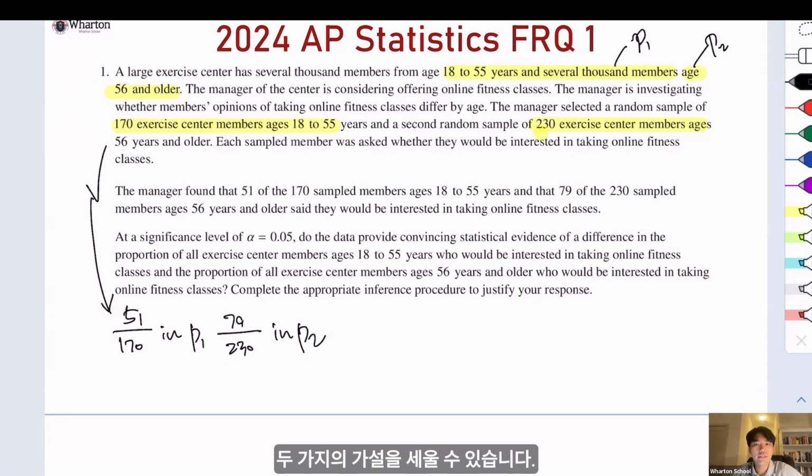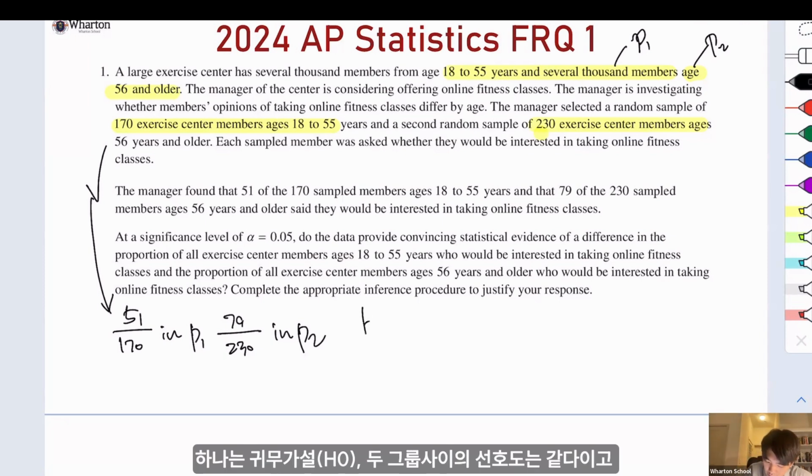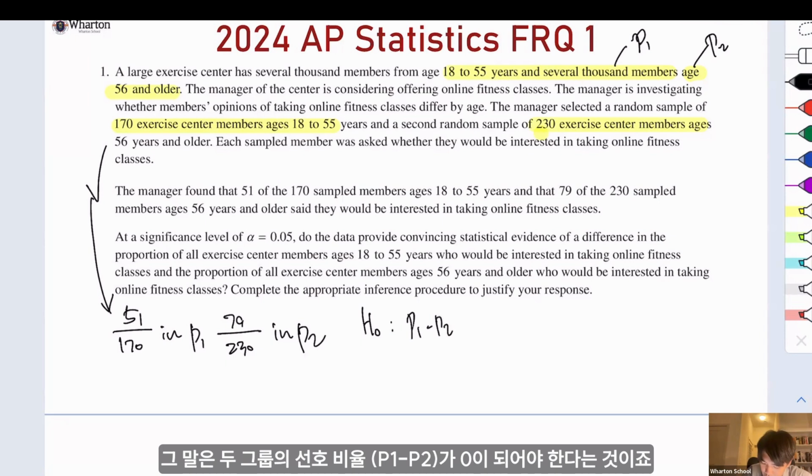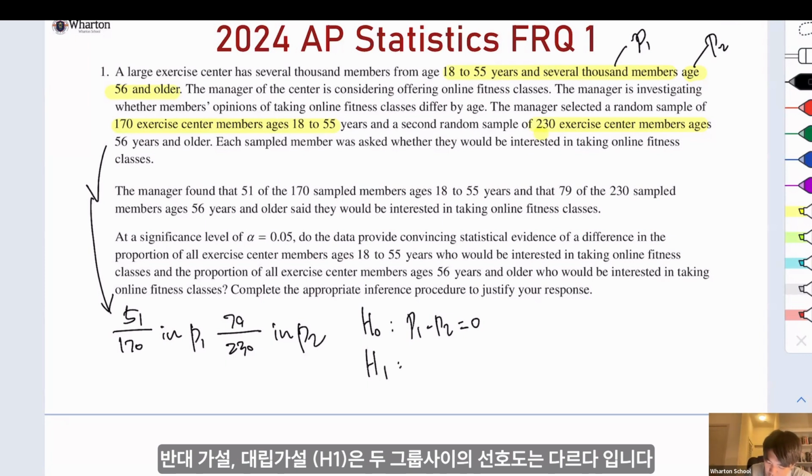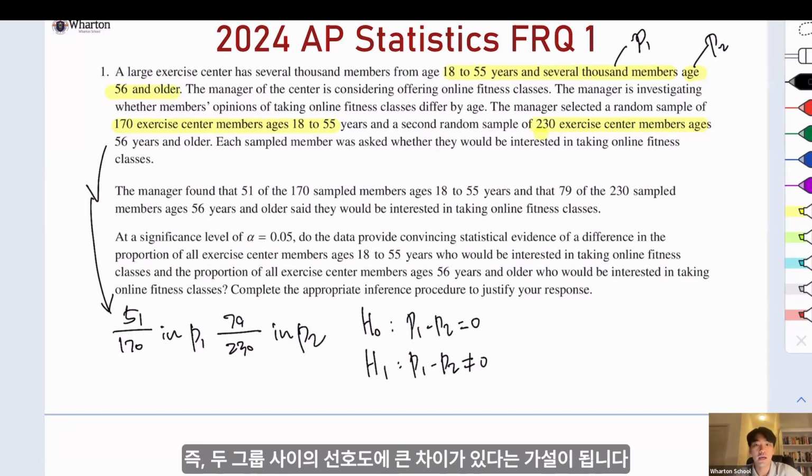Our hypotheses are two things, right? H0, which is the null hypothesis, is P1 minus P2 is 0. So there is no significant difference between the proportions of these two age groups. And H1, P1 minus P2 is not 0, because it means there is a significant difference between the proportions. So we have to find out which one is true.